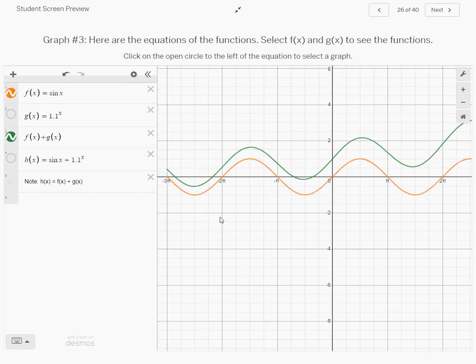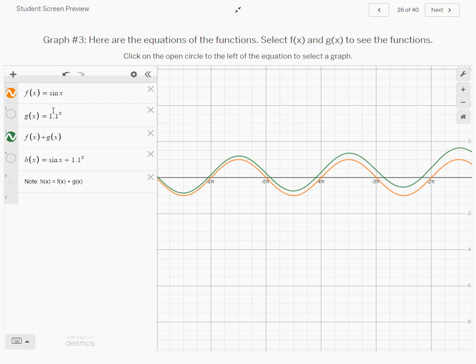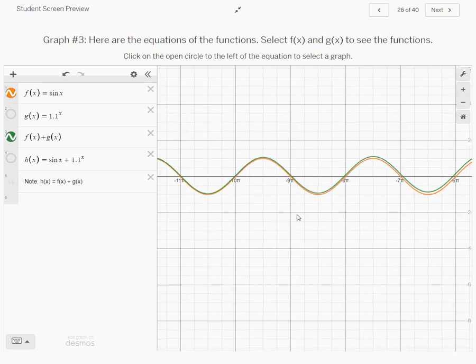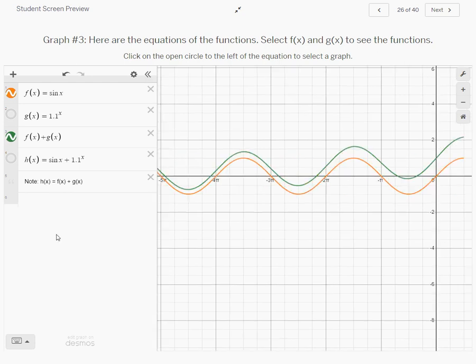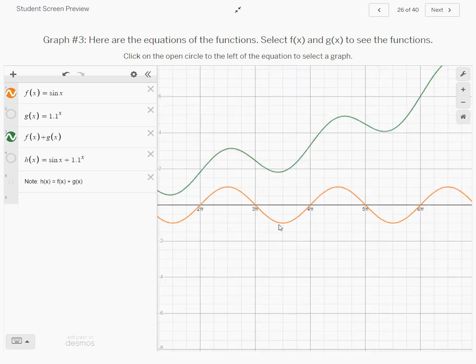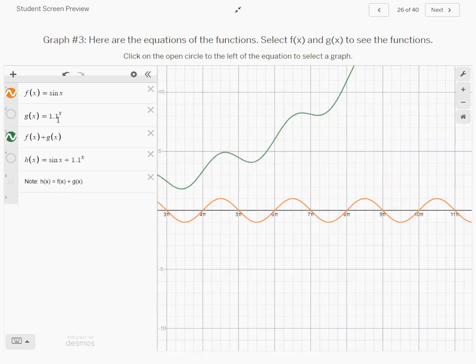And as we get down here, you see how this is going to be really small, isn't it? 1.1 to the power of negative 60 is a really small fraction. And so the exponential becomes less and less influential as we get down to really small numbers, and it's just behaving like a trig curve. But as x gets bigger, of course, when we start doing 1.1 to the power of 10, that's going to have a lot more weight than the sine x.